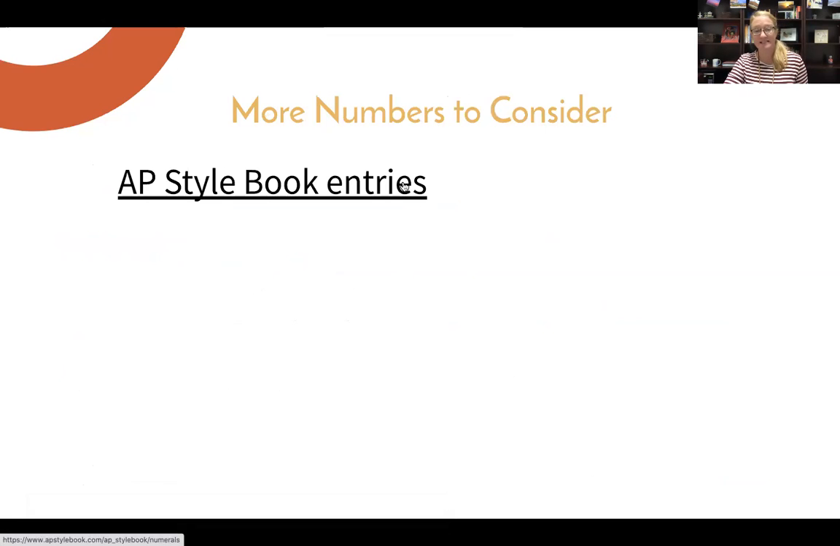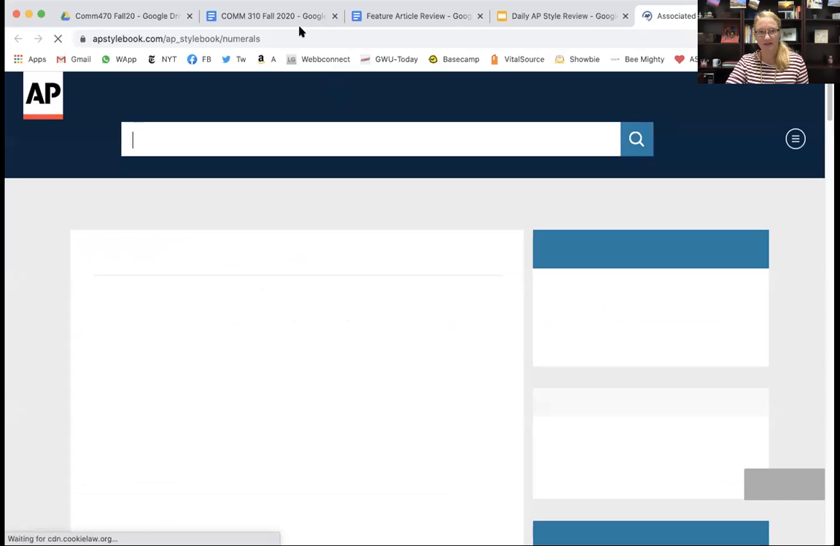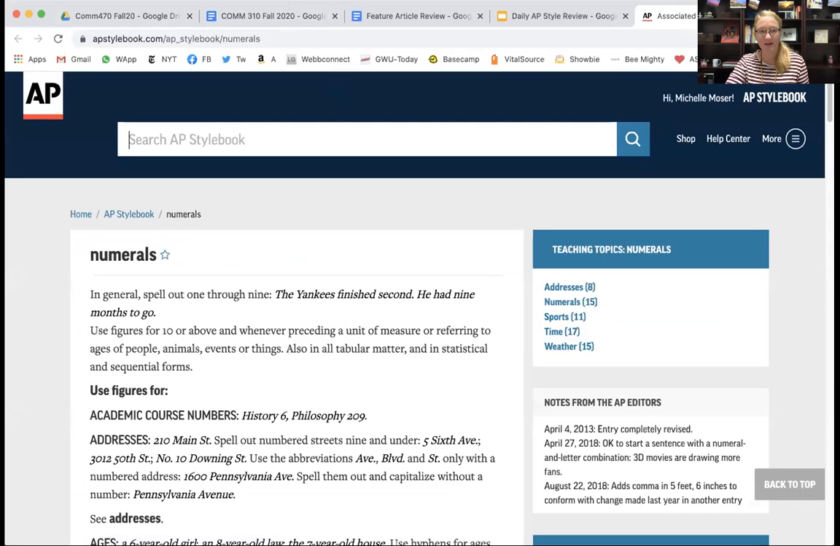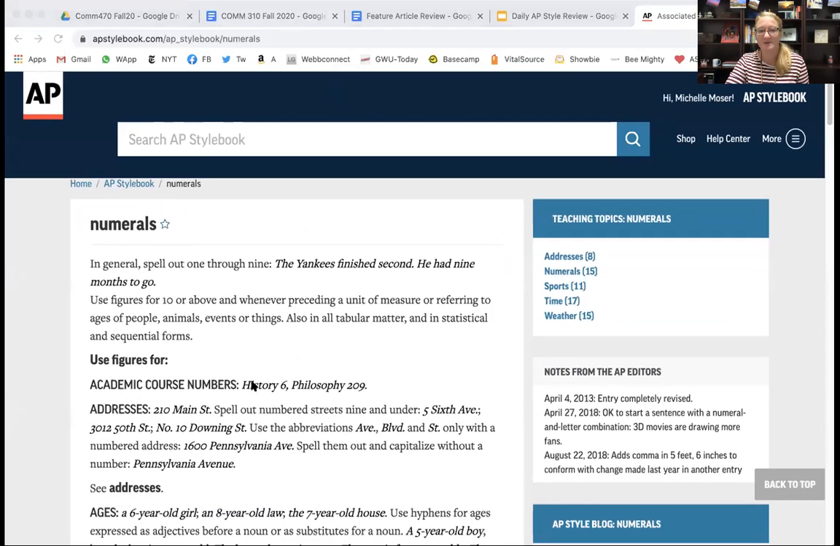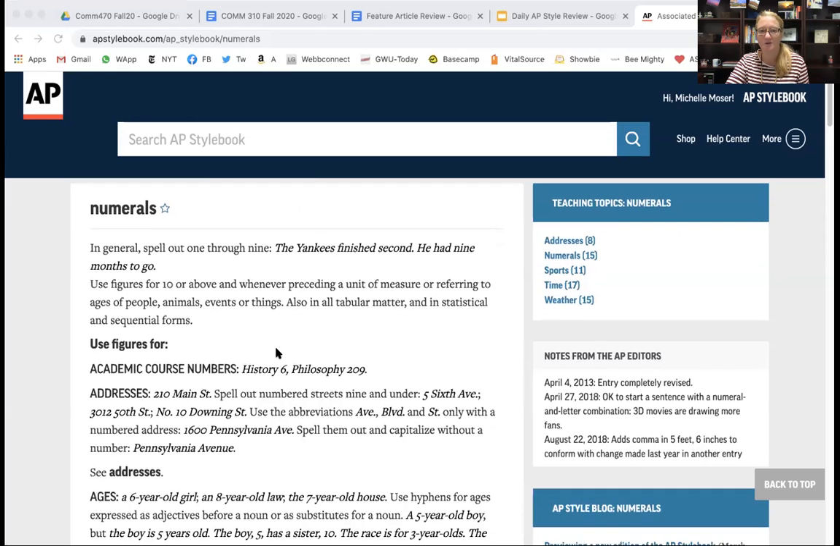There are more numbers to consider when you are looking at AP style entries. So I'm just going to click into the AP style book and go into things that you're going to want to make note of if you are including any of these in your writing. So for instance, academic course numbers, you use the numerals. History 6, philosophy 209. This is Comm 201 or 310. If it were Comm 3, you would not spell out the word, even though it's under 10, you would use the numeral there.